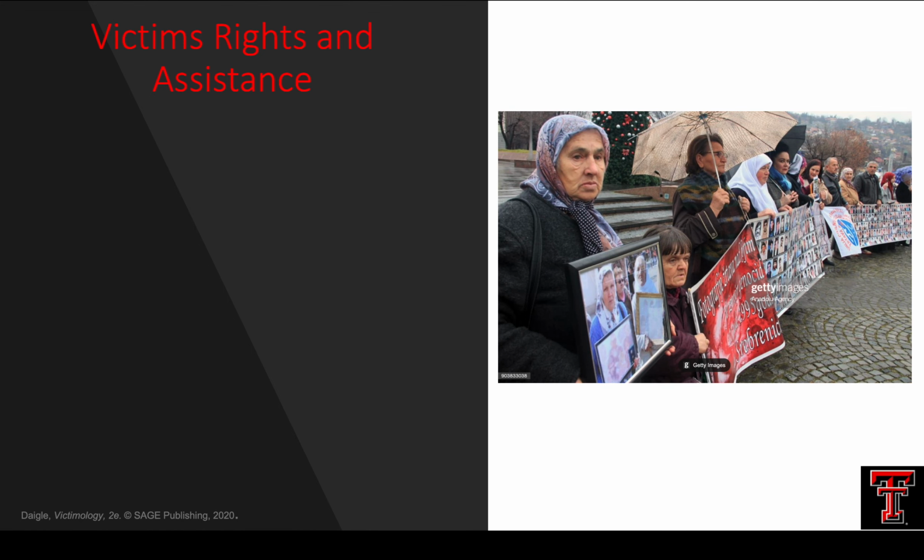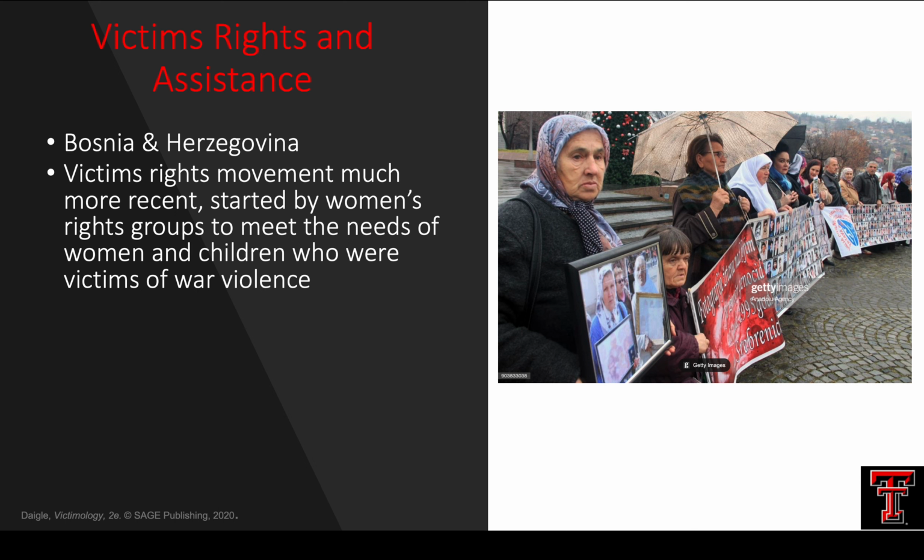So now for a couple of examples from different countries. Bosnia and Herzegovina, as we all know, in the 90s, lots of turmoil was happening then, and lots of victims of crime weren't able to get any sort of assistance from the country. Because the government wasn't really doing much for them, the victims' rights movement was really started by women's groups after the war in order to meet the needs of the women and children who were victims of war violence. So they were able to come together and start this victims' rights movement.